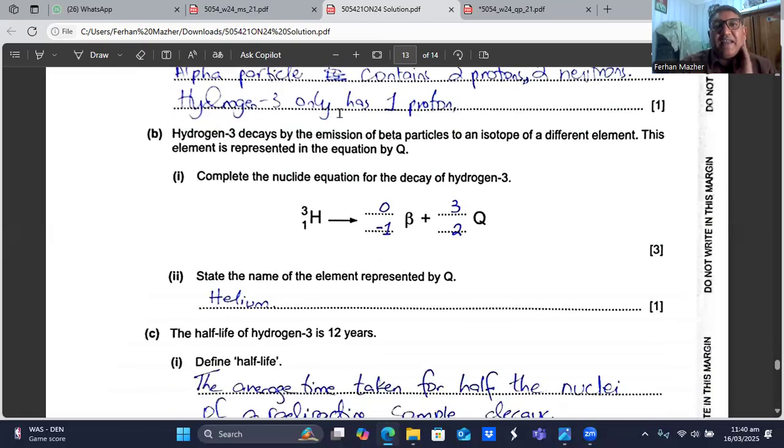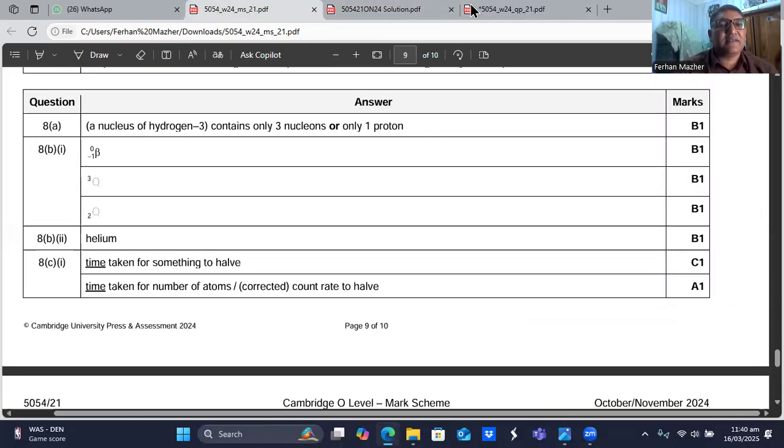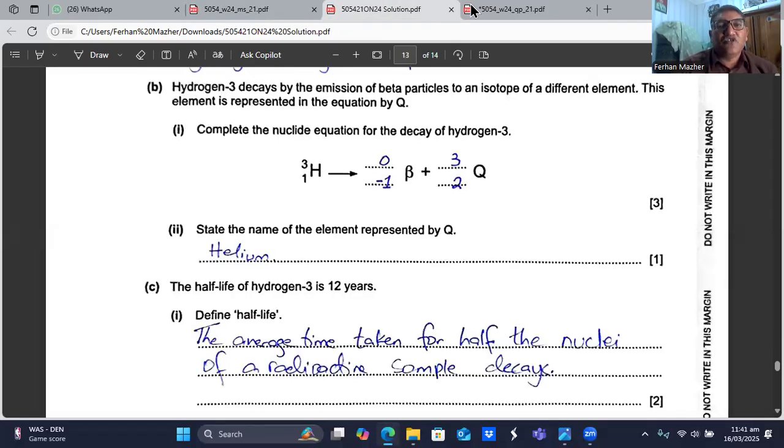So we will write it like this. Beta particle is -1, 0, and the daughter atom Q will have proton number 2 and nucleon number 3. So have a look at the marking scheme. Let's check the marking scheme. 3 and 2 is the right answer. State the name of the element represented by Q, the proton number 2. The proton number 2 is helium. Helium has the proton number 2.